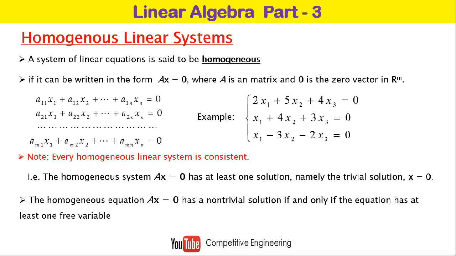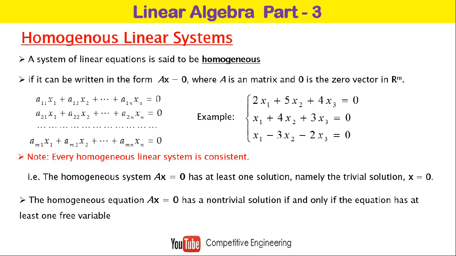But for existing another solution, the solution which is x1 equal to x2 equal to 0 is called a trivial solution, and for existing a non-trivial solution, determinant of A should be equal to 0, and there will be an infinite number of solutions in that case. Okay, that is a homogeneous system of equations Ax equal to 0 has a non-trivial solution if and only if the equation has at least one free variable, which means that the determinant should be equal to 0.